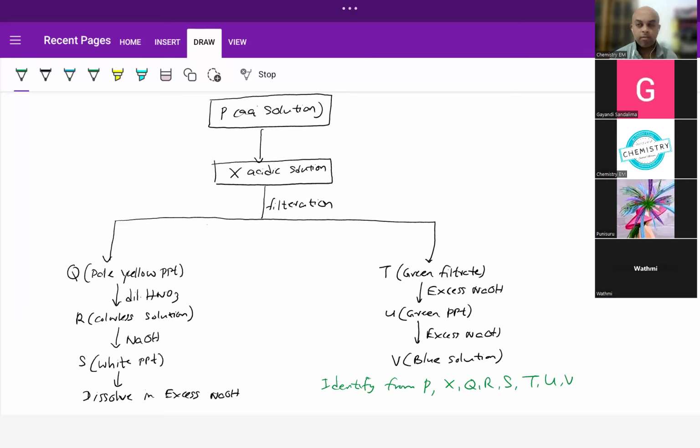Actually, forget about P. P, you can say it's a mixture. It's an aqueous solution. It's a mixture. So Q, is it pale yellow? Your answer, yes. So two different colors, right? Not yellow.